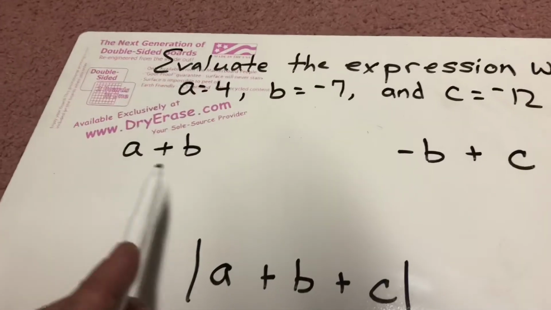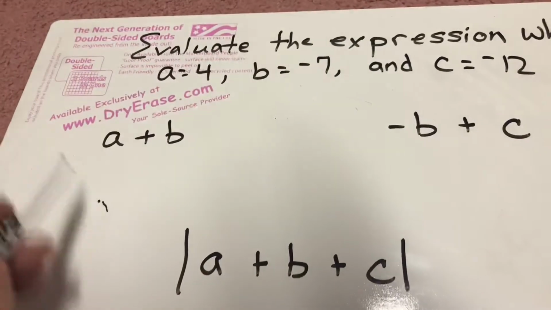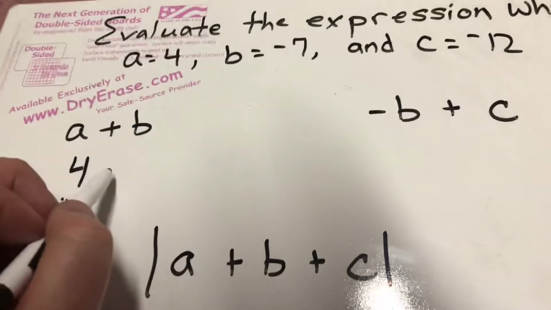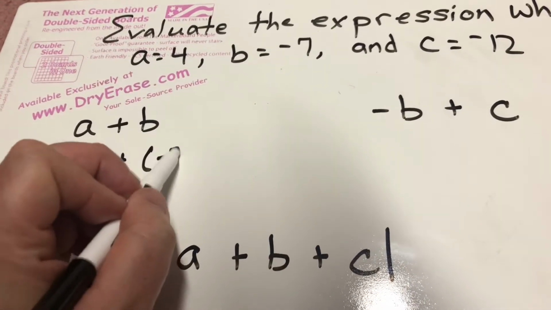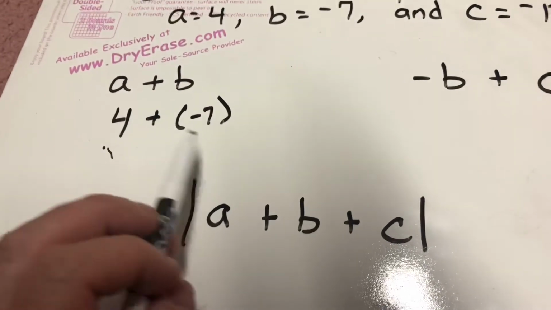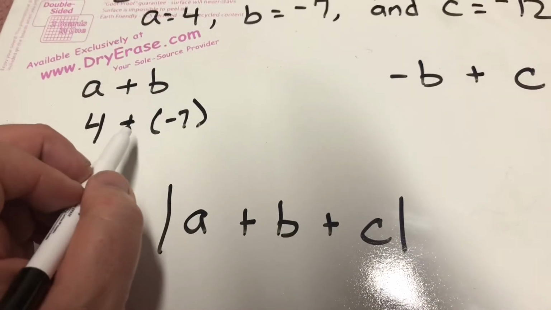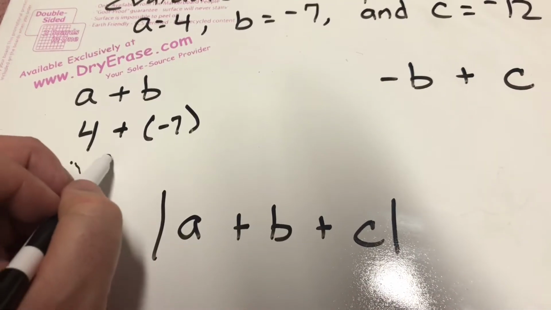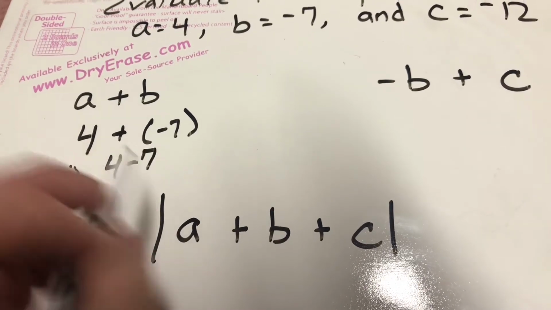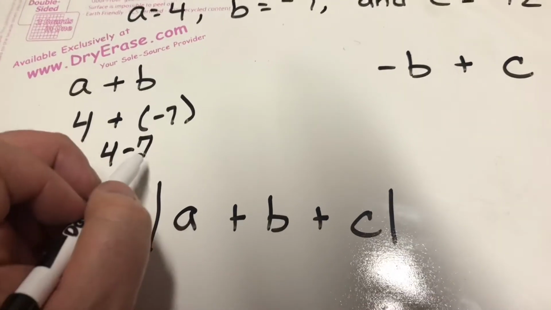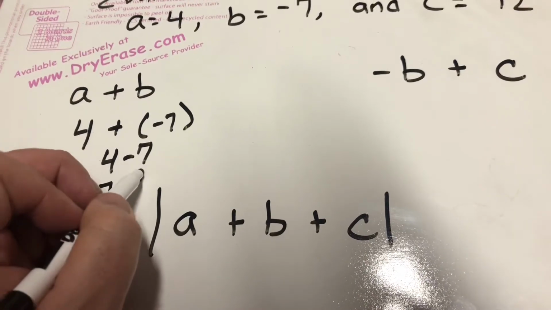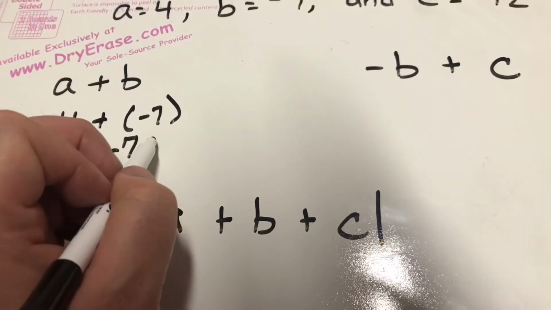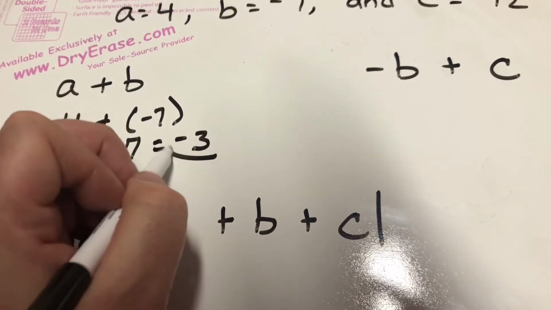So the first one is a plus b. Well, it tells me that a equals 4, so that's going to be 4. That b equals negative 7, so that's going to be plus negative 7. And of course, once again, I separate using the operational signs. Because I don't want operational signs next to each other, I know when I add a negative, I'm subtracting, so that's going to be 4 minus 7. I can think about it as 7 minus 4. Now I know that 7 minus 4 is 3, so I know that 4 minus 7 is equal to negative 3.